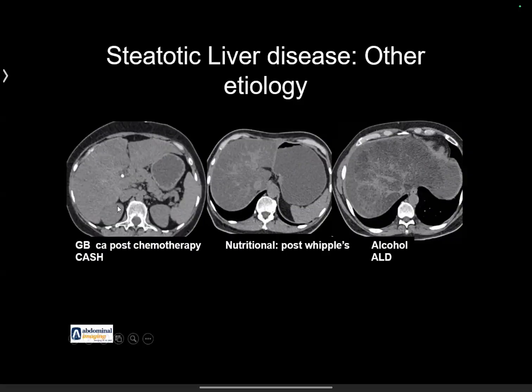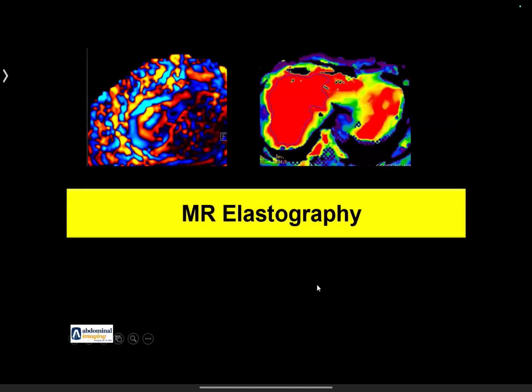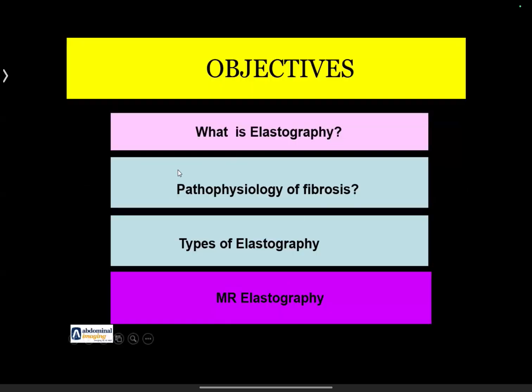Other causes like chemotherapy related, nutritional, especially in the post-Whipple's, and alcoholic steatotic liver disease. The pattern is almost similar to that of non-alcoholic liver disease. So now we come to MR elastography.